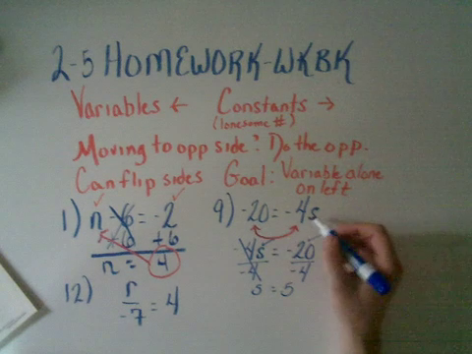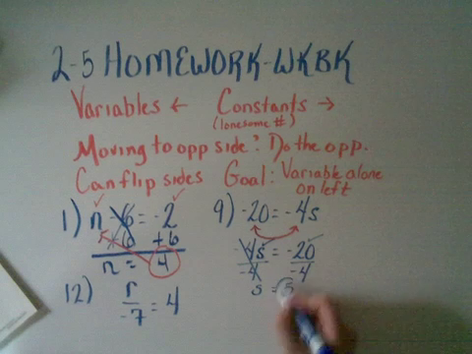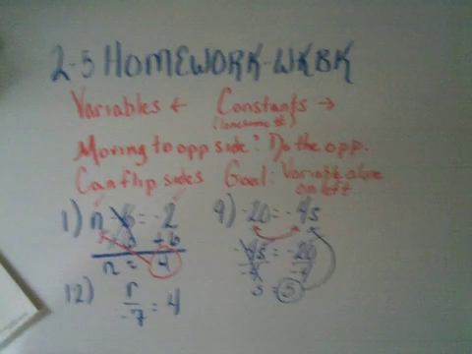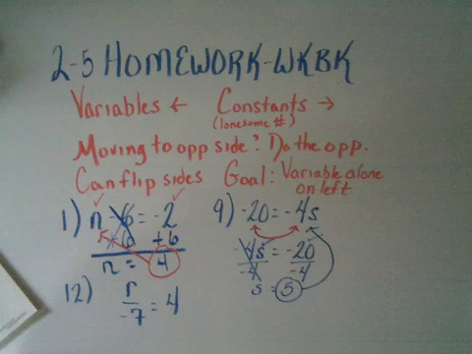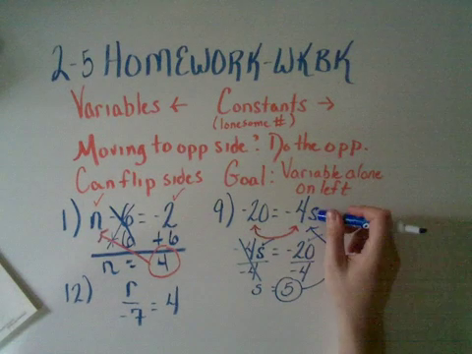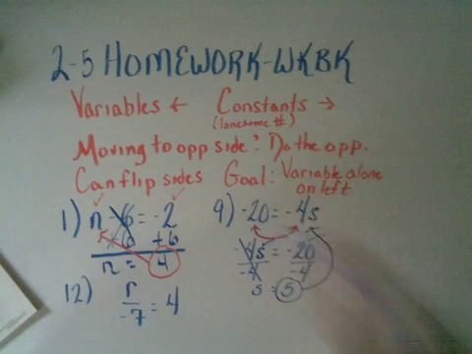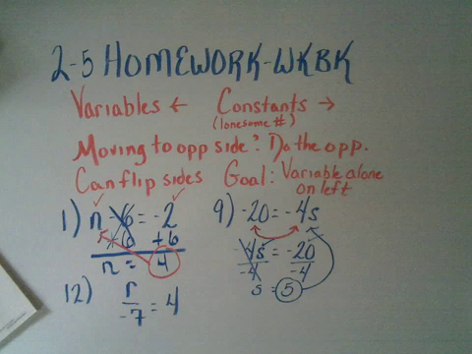And again, we can go back and check that if we want. All I'd have to do now is take this 5 and plug it in there for s. And I should get the same thing on the left side as I have on the right. Negative 4 times 5 is negative 20. No surprise, the other side says negative 20. So I've balanced the equation.